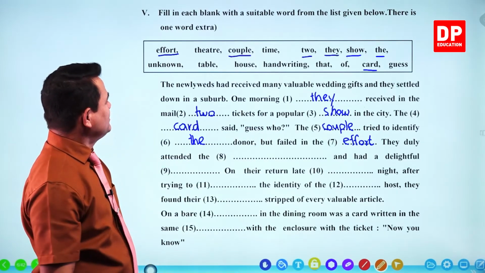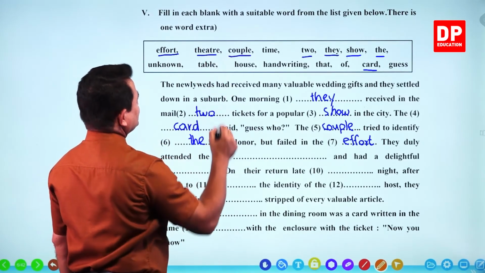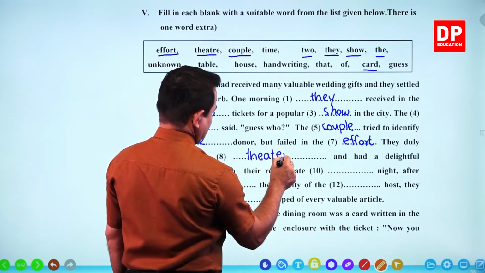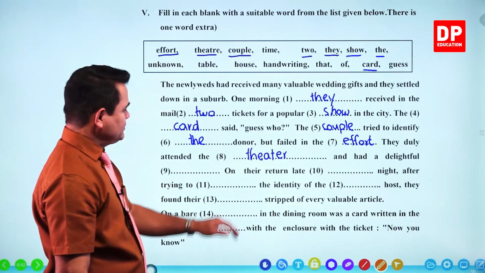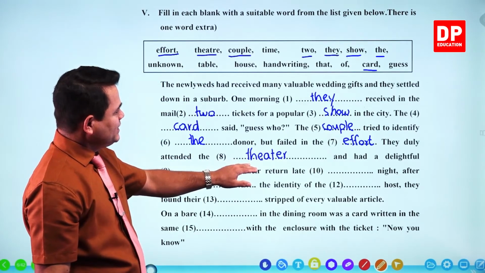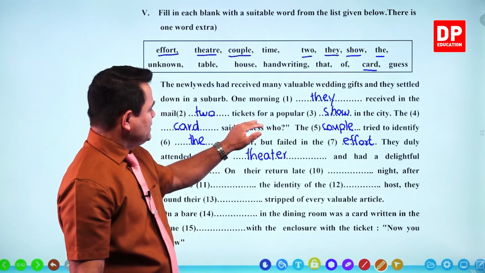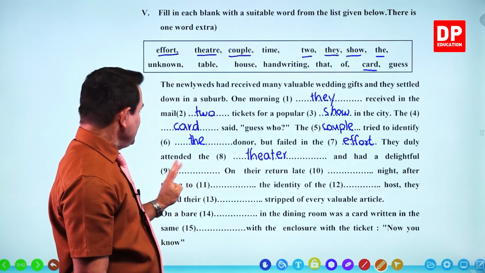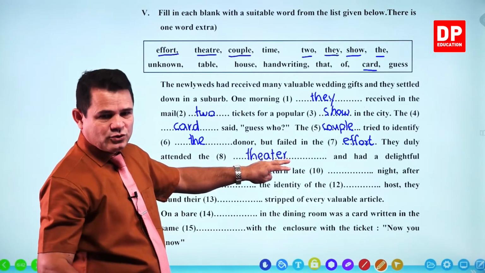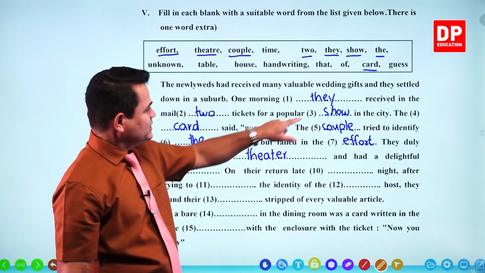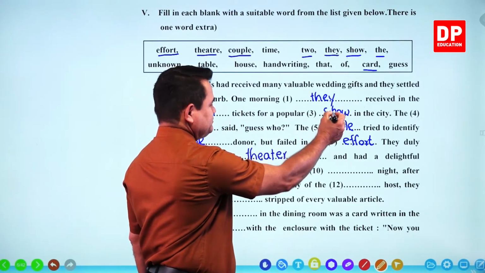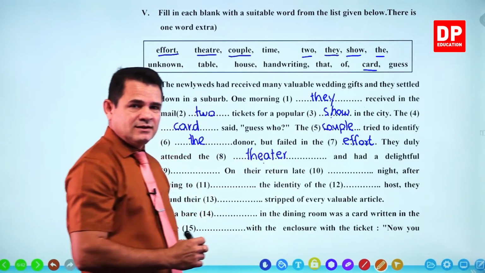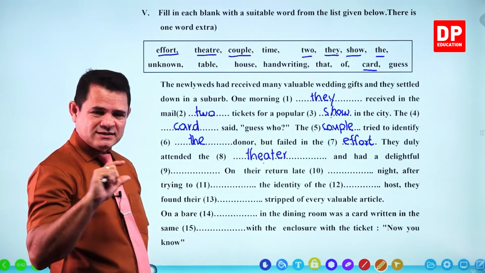They went to the theater. So in this case, this word theater can perhaps be used here. Tickets for a popular theater in the city. They attended the show. So it can be changed, these two, but only these two places, not two other places, right? Then it gives the same meaning.